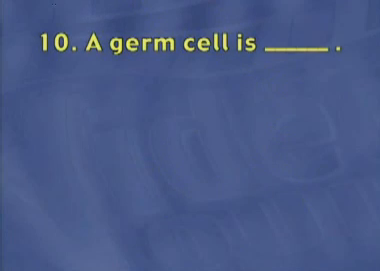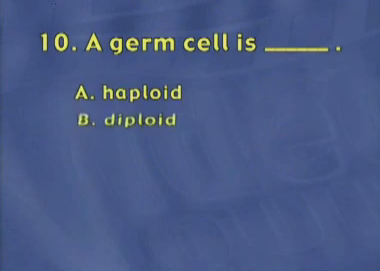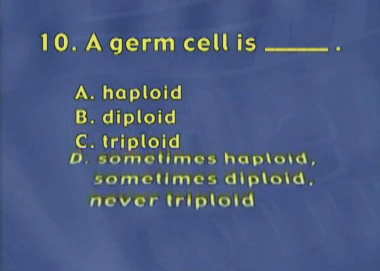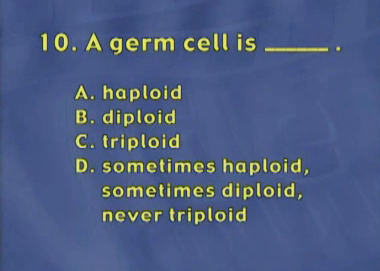A germ cell is A, haploid, B, diploid, C, triploid, D, sometimes haploid, sometimes diploid, never triploid.